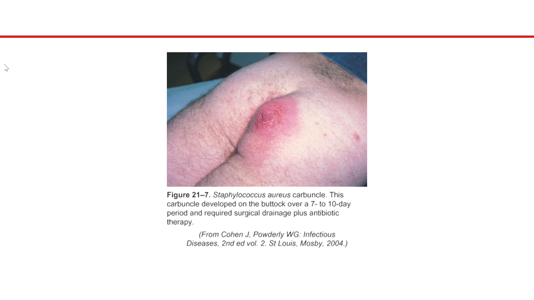This is called a carbuncle, right? Okay? So, what is this? You know what the initial lesion is, it's called a boil. That's also called a furuncle. When you get a bunch of furuncles together, like this person has, all interconnected underneath, you get a carbuncle. This is Staph aureus, okay?